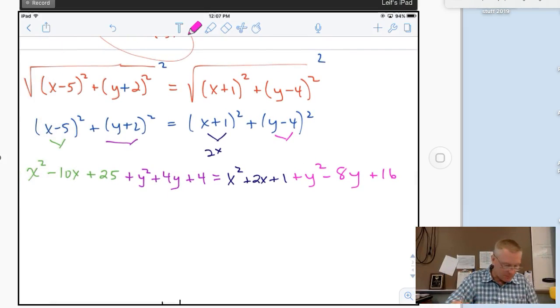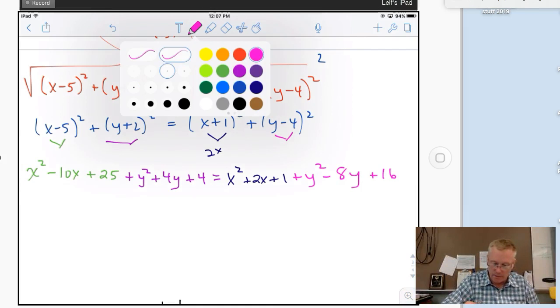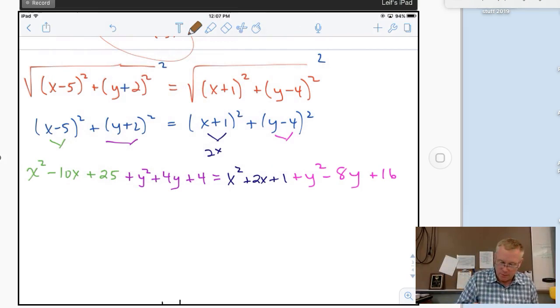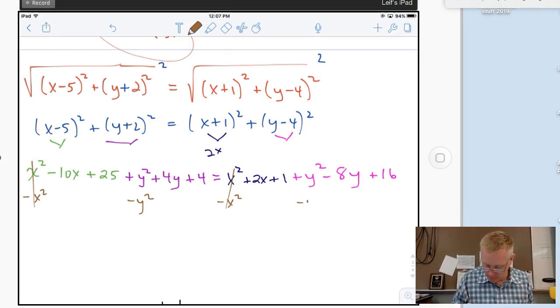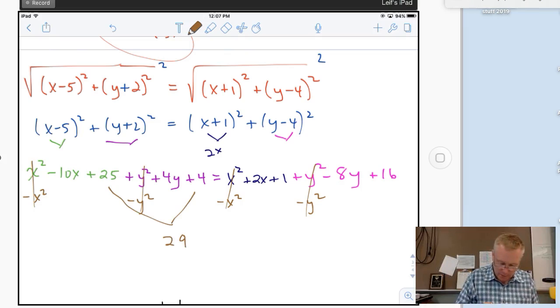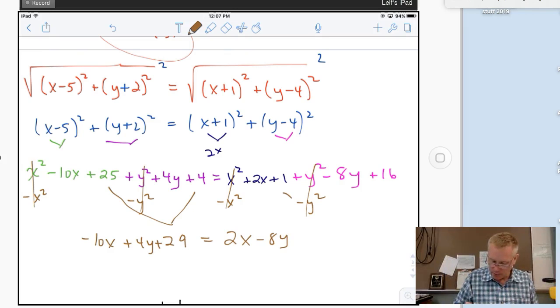Okay. All right, here comes some cool stuff, though. Now, if I subtract x squared, those are gone. If I subtract y squared, those are gone. All right, so already this is looking a little better. Let's see, I can combine 25 and 4, that's 29, which leaves me with negative 10x plus 4y plus 29 equals 2x minus 8y plus 1 plus 16, which is plus 17.